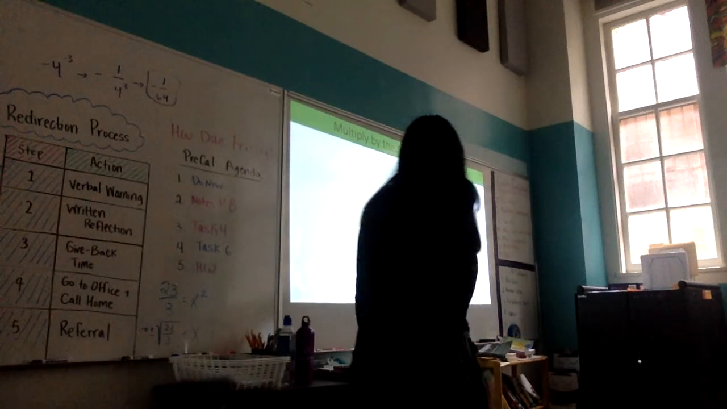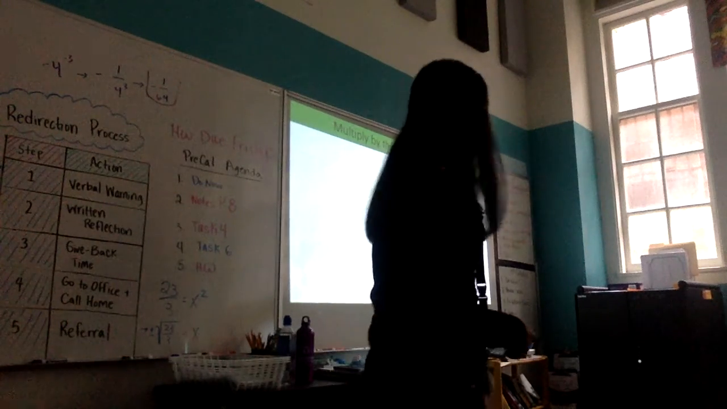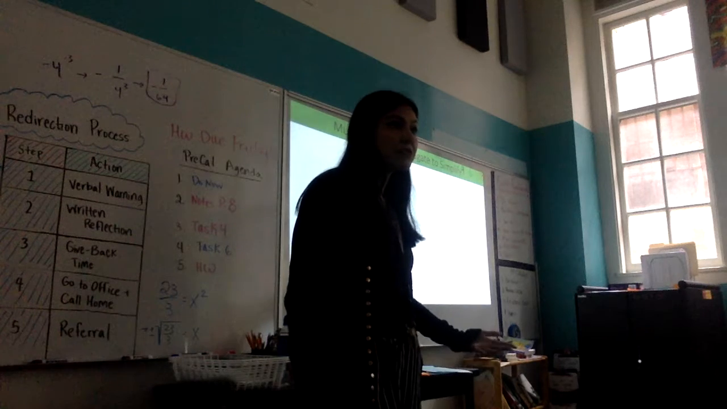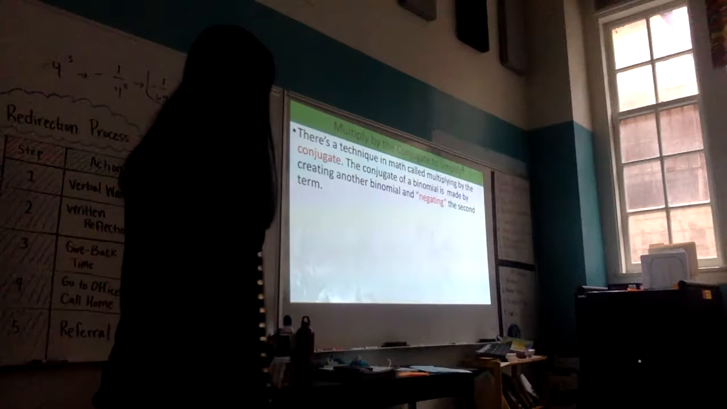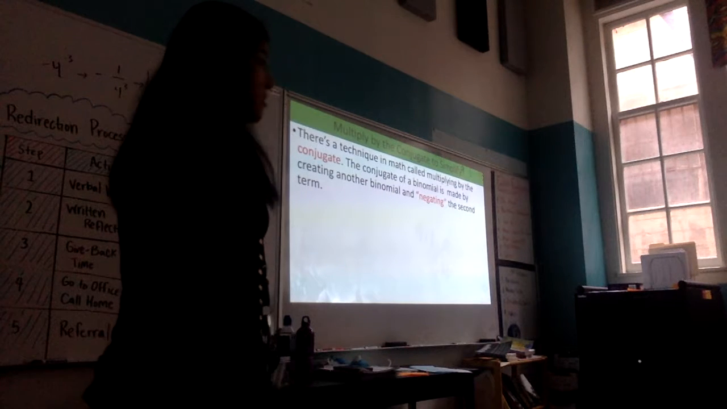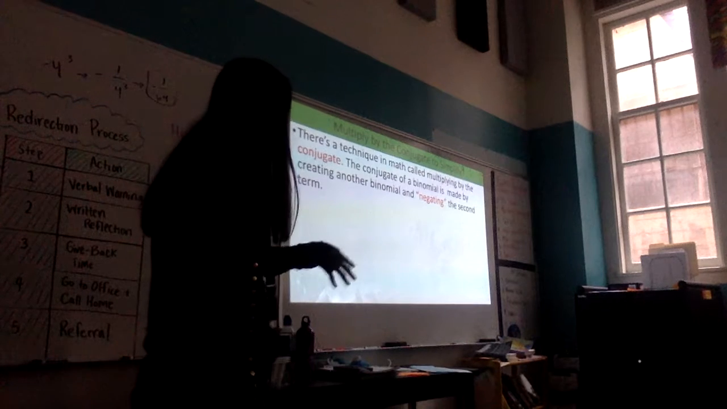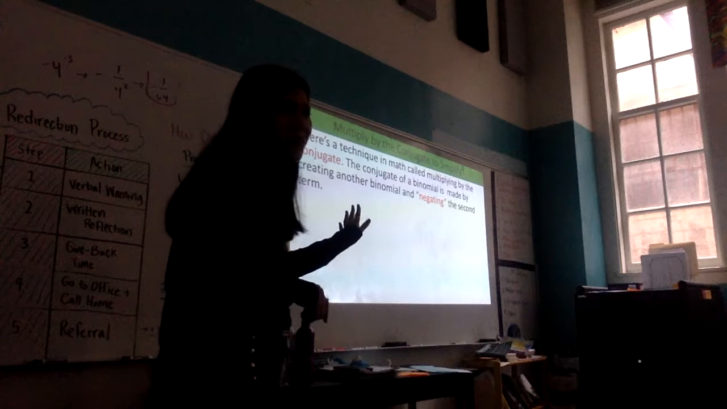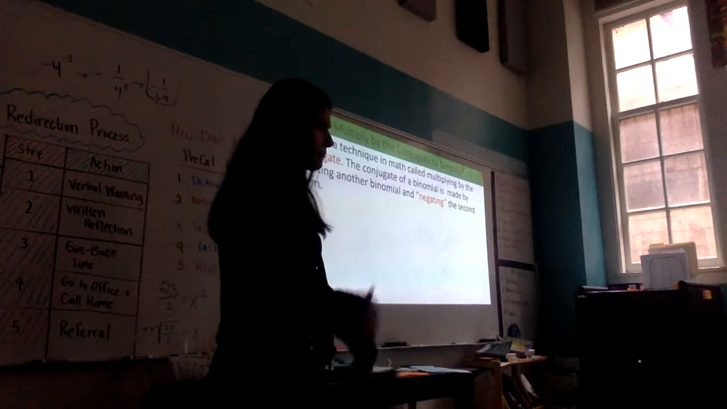All right, here we go. Multiplying by the conjugate. The learning target, if you want to write that in, it's not going to show up here, is I can multiply by the conjugate to simplify. Pretty much the title of these notes. So there's a technique in math called multiplying by the conjugate. The conjugate of a binomial is made by creating another binomial and negating the second term. This sounds complex, but we're going to see some examples. It's pretty straightforward.